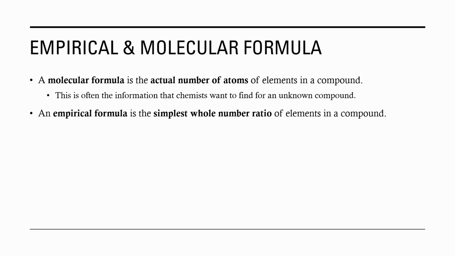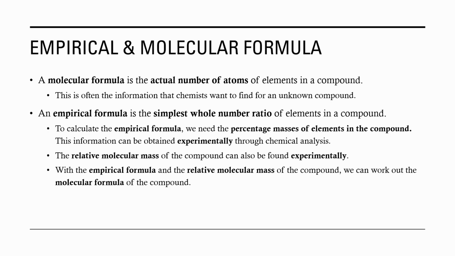On the other hand, the empirical formula of a compound is the simplest whole number ratio of elements in the compound. It is not the actual number of atoms of elements in that compound. So why would we want to calculate the empirical formula of the compound? Why wouldn't we just directly calculate the molecular formula of the compound? This is because the molecular formula of a compound is often derived from the empirical formula of the compound, and it is the empirical formula that is experimentally determined.